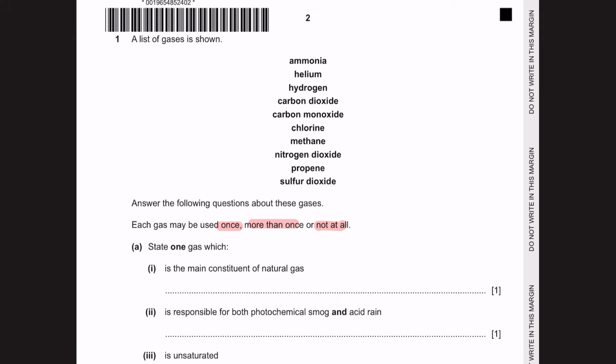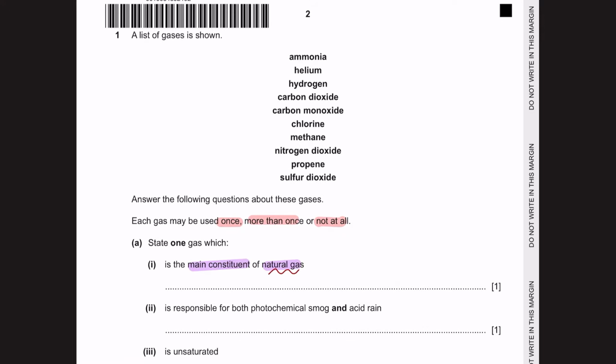Question A. State one gas which is the main constituent of natural gas. Natural gas is a mixture of hydrocarbons, and it is predominantly made up of methane. Next, responsible for both photochemical smog and acid rain. The gas responsible for that would be nitrogen dioxide.